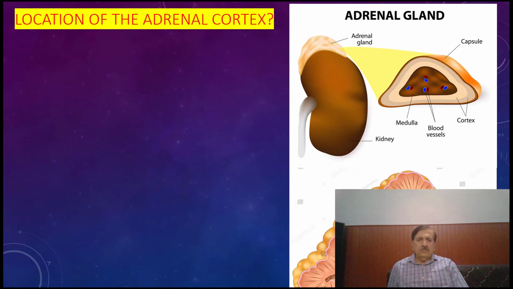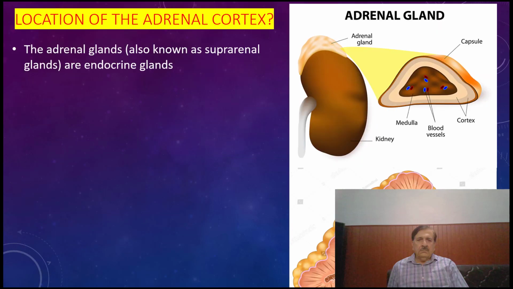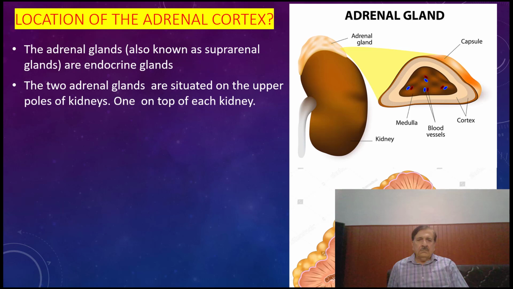Location of the adrenal medulla. The adrenal gland, also known as the suprarenal gland, is endocrine in nature. The two adrenal glands are situated on the upper pole of the kidney, one on top of each kidney. You can see this kidney, and on the top of each kidney, on the right and left side, we have this gland. This gland is divided into two zones.